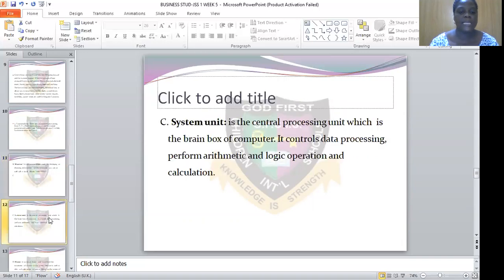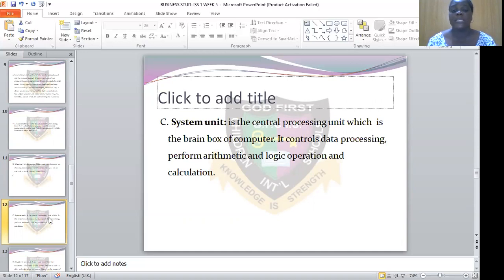Another part is the system unit. We call it the central processing unit. Whatever you key in through the keyboard, it is the system unit, which is also known as the central processing unit, that processes it. Then we call the system unit the brain of the whole computer.